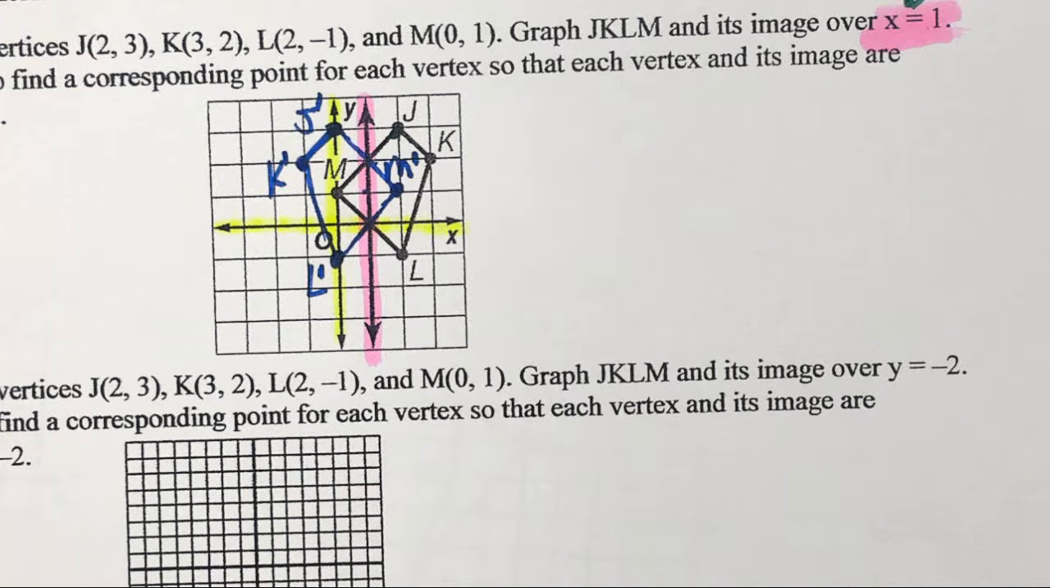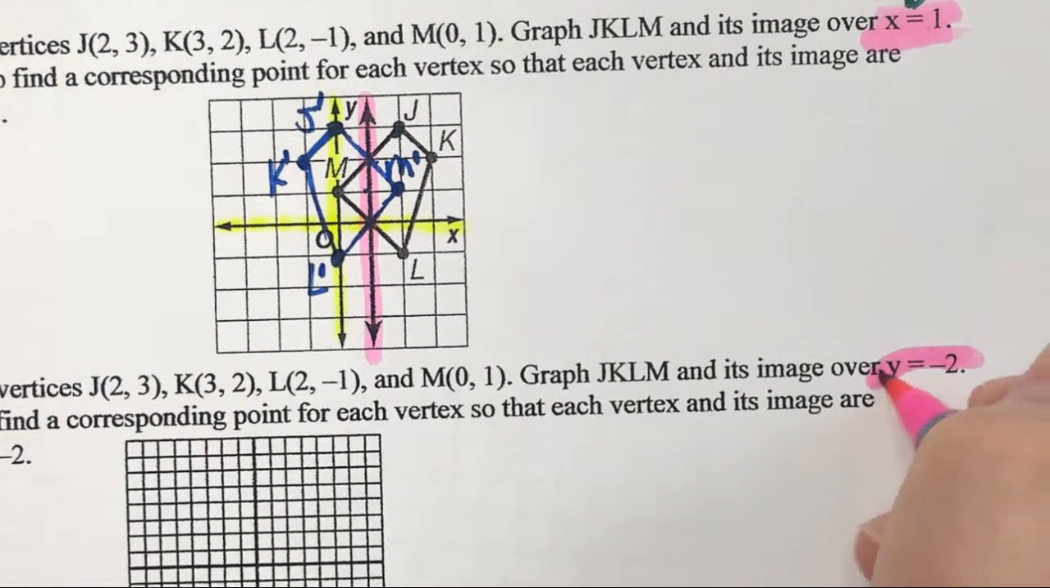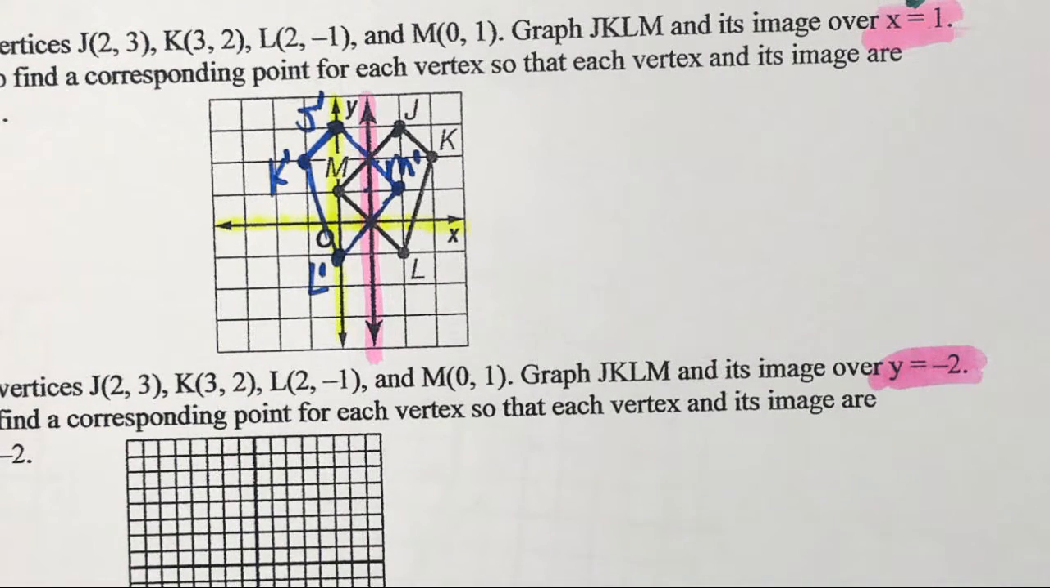It tells you in the problem, so that's perfect. It's like you're reading my mind. On the next problem, where does it say the line of reflection is going to be? y equals negative 2. Now notice this says y equals negative 2, not x equals negative 2. So that is going to change some things.